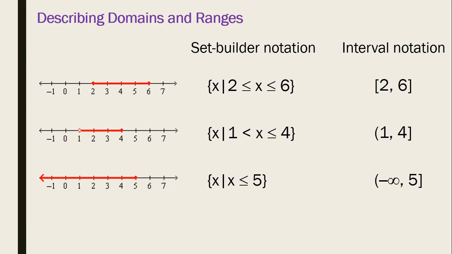We are including the 5, that's why you see a bracket. But the reason why we say we're not including negative infinity is that we can never really get to negative infinity. It's not a number, it's a concept that we can never reach.